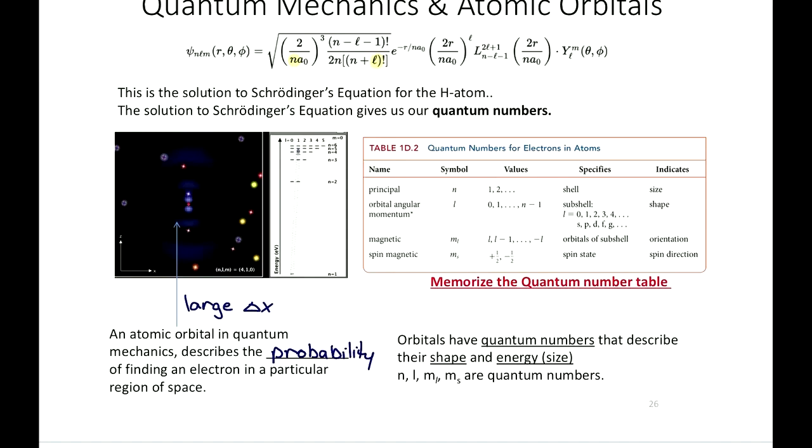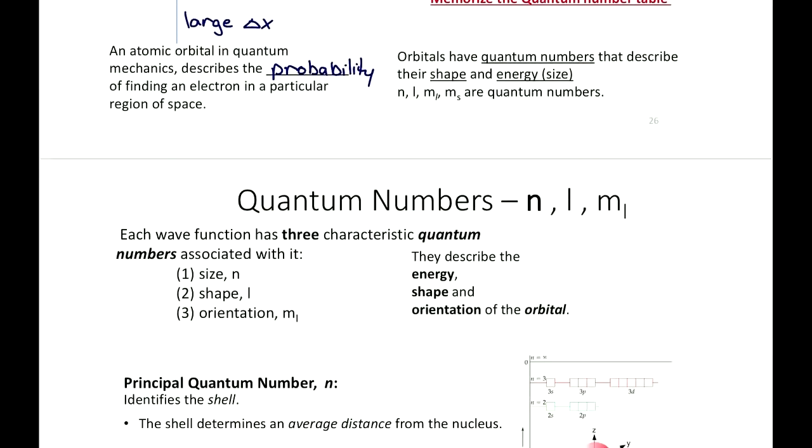All right, and so these quantum number symbols represent this large delta x, this large probability of finding an electron somewhere in space. And again, the solution is not important. I just want you to impress your friends. If you're watching a TV show and you see it on the background screen, you can be like, oh, that's the Schrodinger equation, and you can impress people. But what's important here are the actual quantum numbers themselves. So let's look deeper into those.